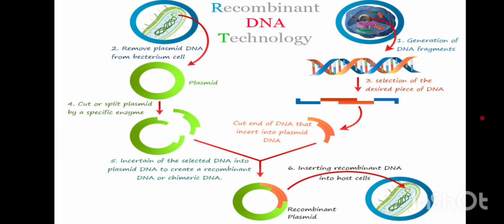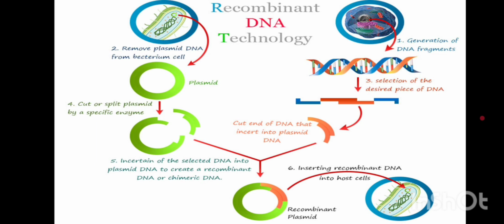The process begins with generating DNA fragments, which might include the target gene we want to study or manipulate. These fragments were created using specific enzymes called restriction enzymes. Next, we isolate plasmid DNA from bacterial cells. A plasmid is a small circular DNA molecule that is separate from the bacterial chromosome and can replicate independently.